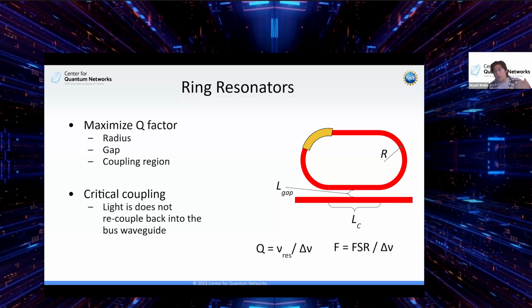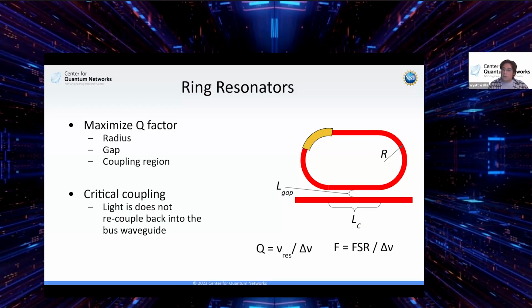And so what you want to do is optimize this ring and the properties thereof around what's called the critical coupling condition, where light doesn't recouple back into the bus waveguide, where there's an equivalence, if you will, between the amount of power coupled into the waveguide and the amount of power lost from bending losses, absorption, and scattering from one round trip around the waveguide.